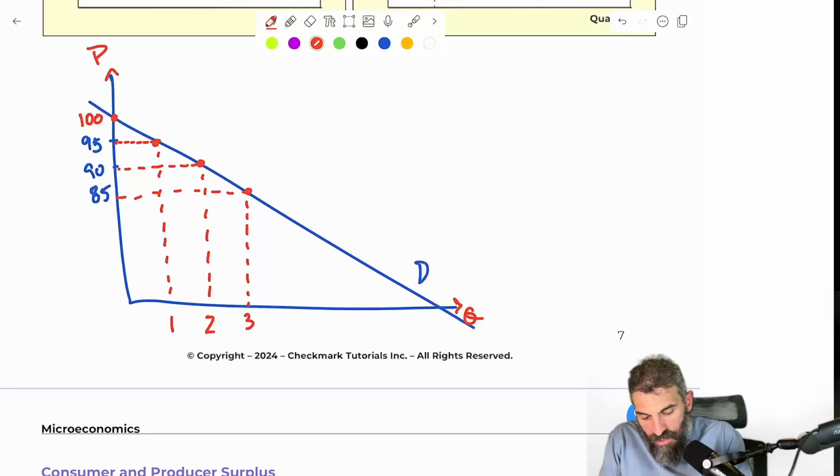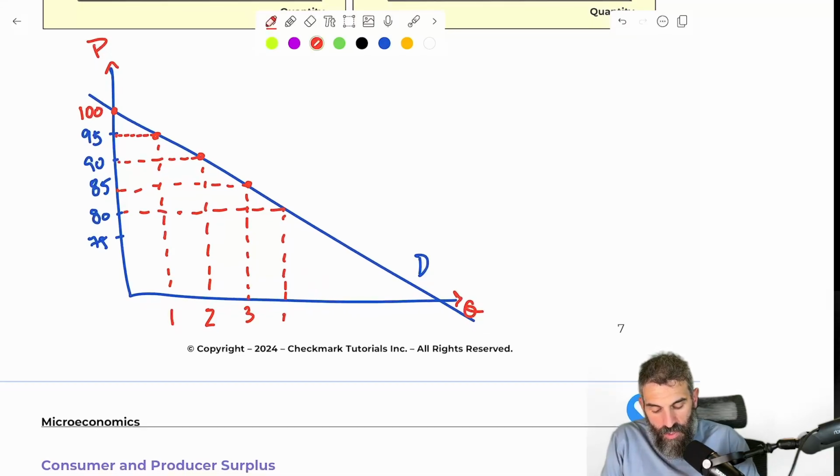And this goes on, right? I can get to 80, which would be 4 people. Then I can get to 75, which would be 5 people, and so on. The fourth person is willing to pay 80. The fifth person is willing to pay 75, and then that continues.